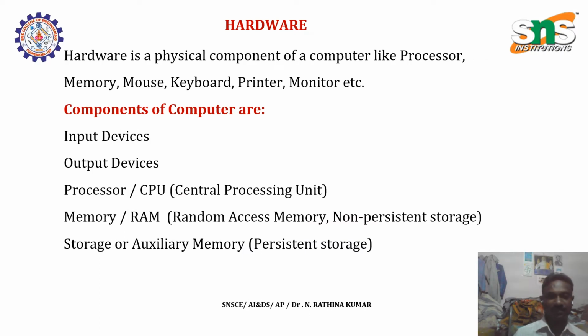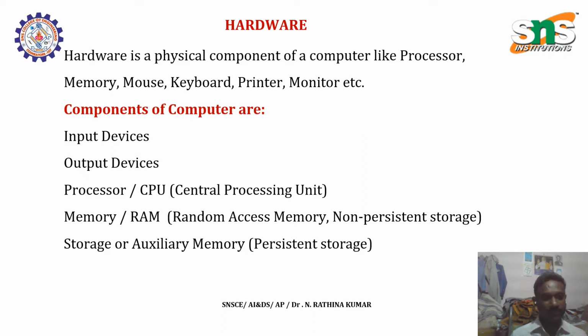Next, what is meant by hardware? A very simple definition: it is a physical component. So that is called hardware. So what are the hardwares available in a computer? For example, processor, memory, mouse, keyboard, printer. So these are all the hardwares used with computers. Some of the hardwares are located inside the CPU, and some are located outside the CPU.